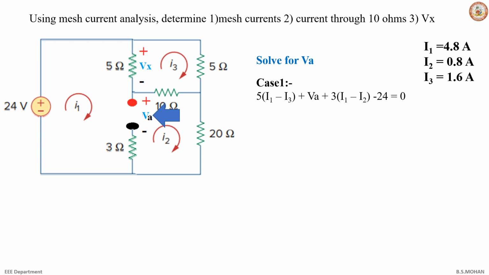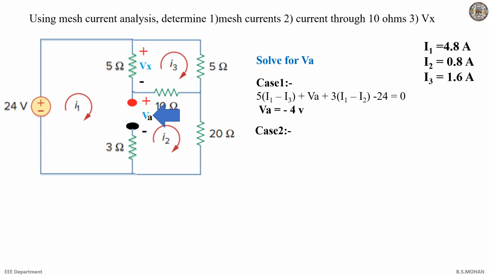Now why have I taken I1 minus I3 only? You can take whichever you want, but according to that your voltage polarity will also change. I have applied the current in the clockwise direction. I have taken mesh 1. You can also write for mesh 3 and mesh 2. After solving this, we get the answer as minus 4 volt.